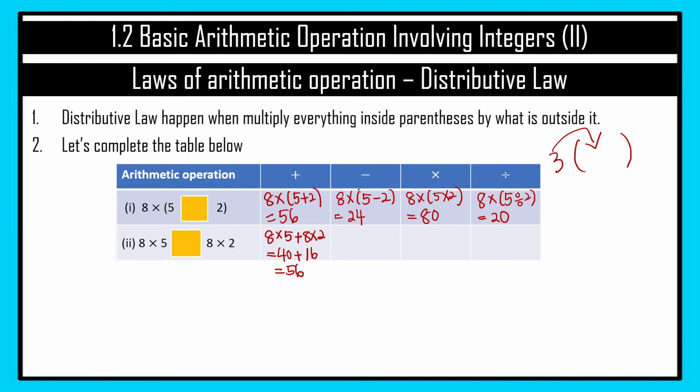The second one is 8 multiply 5 minus 8 multiply 2. So 8 multiply 5, you get 40, minus with 8 multiply 2, you get 16. And you should get 24.